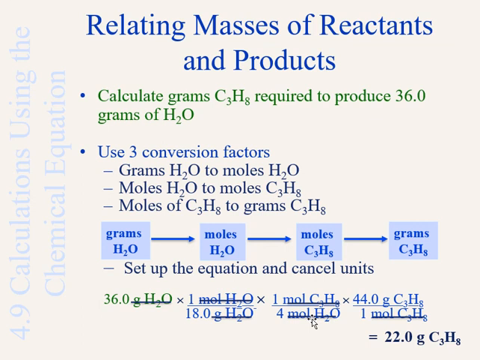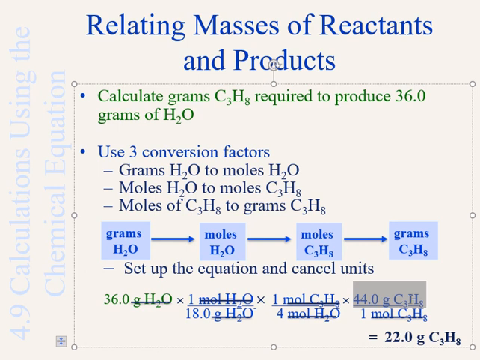And if we were to stop here, our answer would be in moles of propane, but that's not where we want to stop. We want our answer in grams of propane. We convert the moles of propane to grams of propane using the molar mass of propane, which you find on the periodic table. 1 mole of propane weighs 44.0 grams. When you set it up and do the math correctly, your answer will be 22.0 grams of propane. So this is as difficult as it gets, where we link 4 conversion factors as you see here.